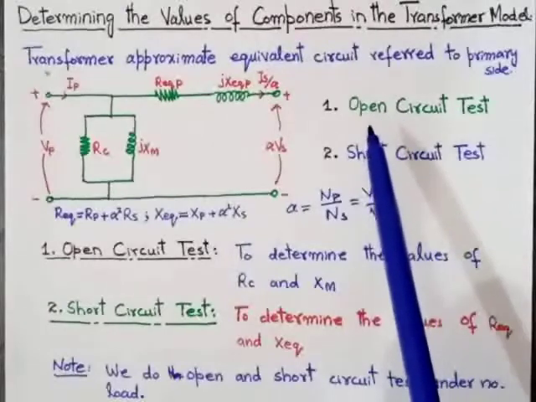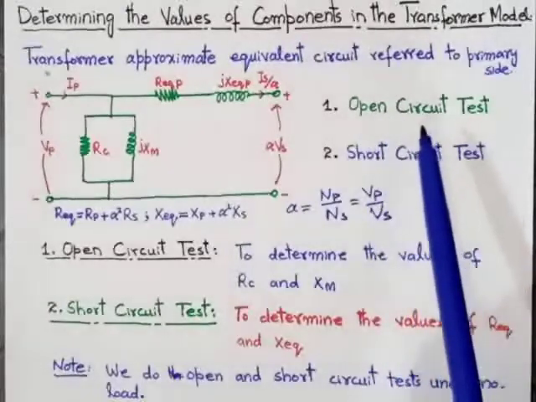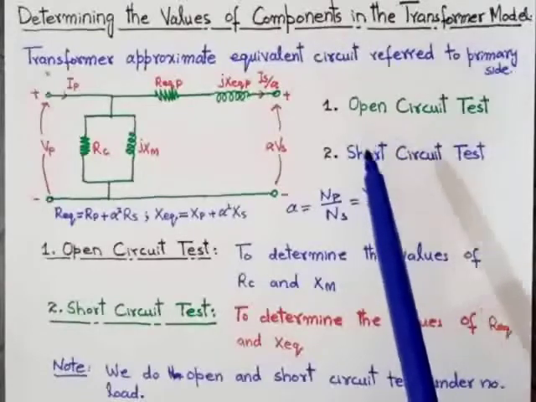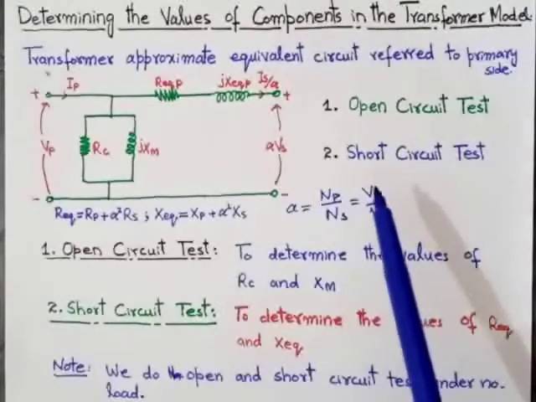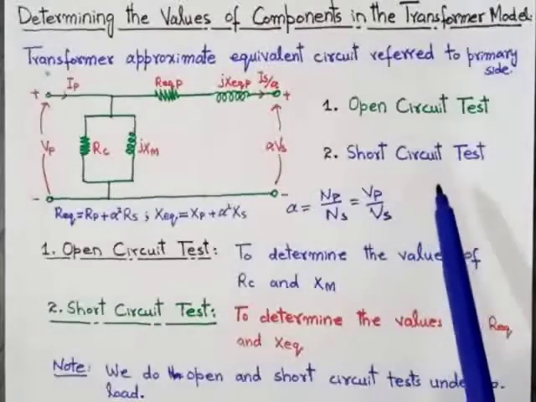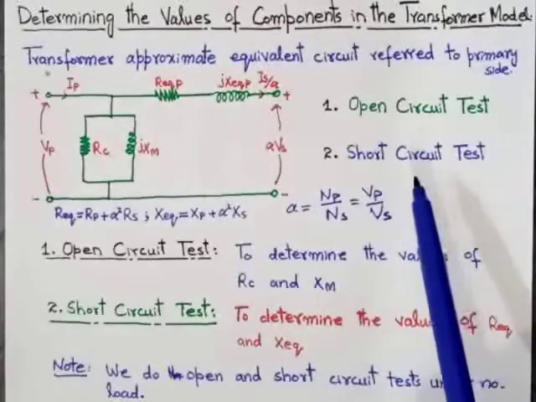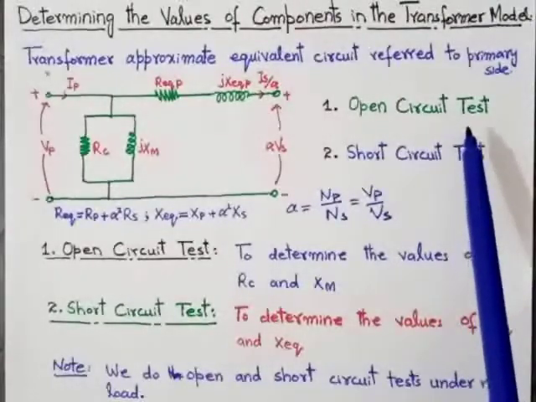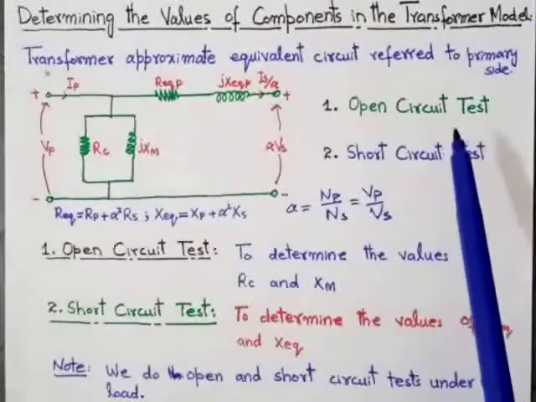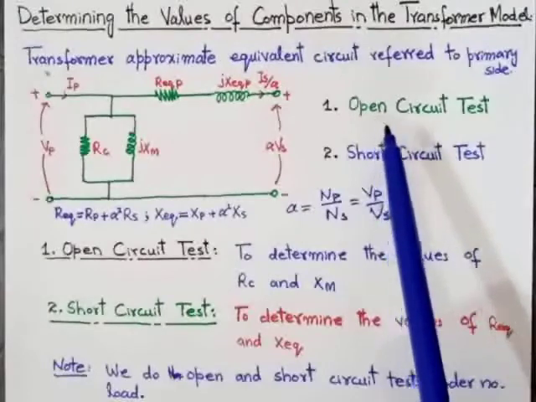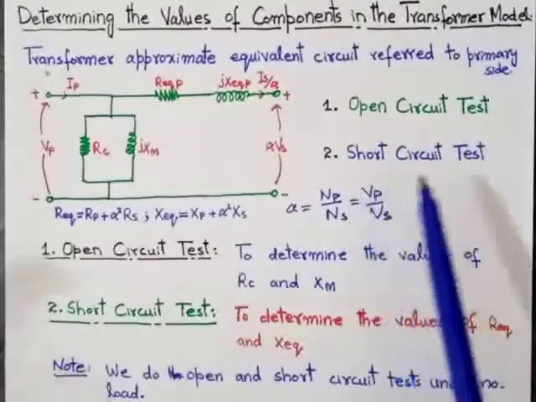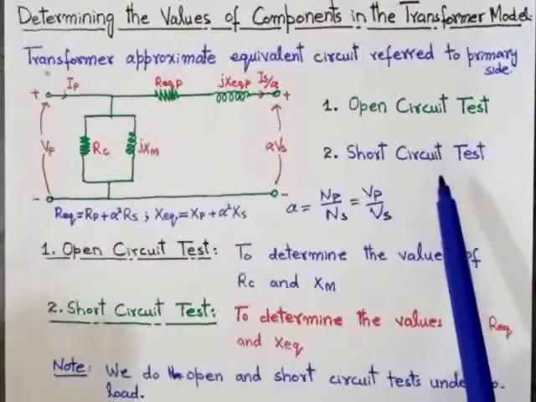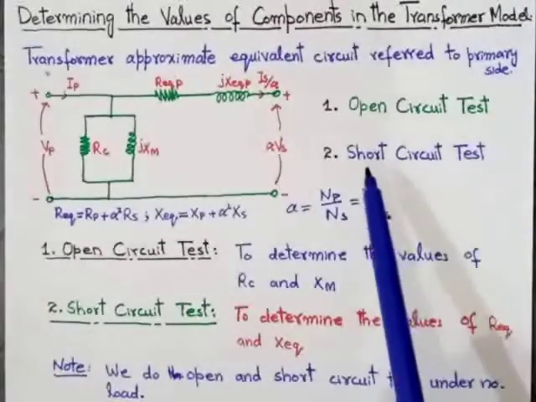The losses due to voltage are called core losses or iron losses of the transformer, and the losses due to current are called copper losses of the transformer. Normally we do the open circuit test to determine the core or iron losses of the transformer, and we perform the short circuit test of the transformer to determine the copper losses of the transformer.